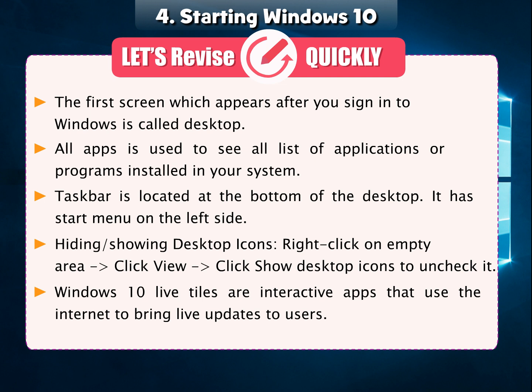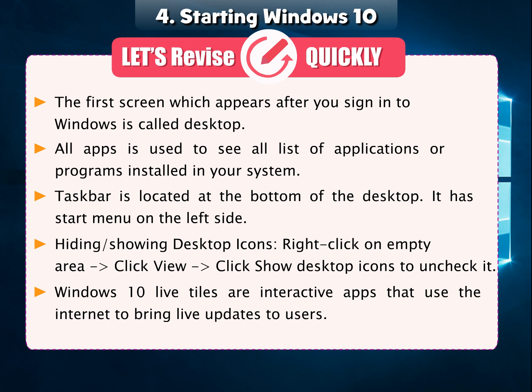Recap. Windows 10 is the most recent operating system by Microsoft. Start menu is located on the taskbar. You need to create an account to log in to Windows 10. Programs in all apps are arranged in alphabetical order. Arranging the icons on the desktop is called sorting the icons. There are some interactive apps present in Windows, live tiles like weather, mail, people, etc.